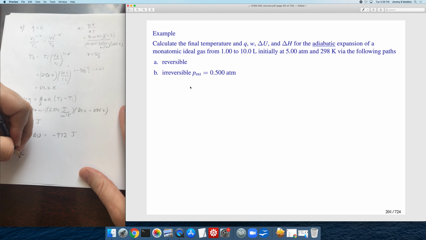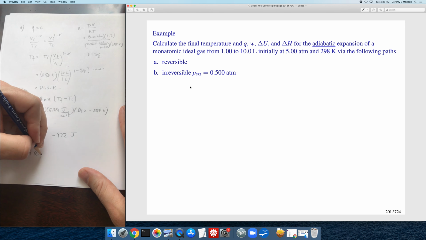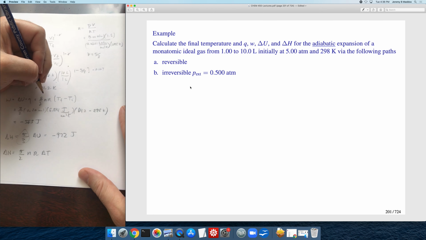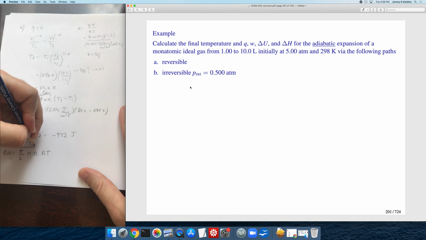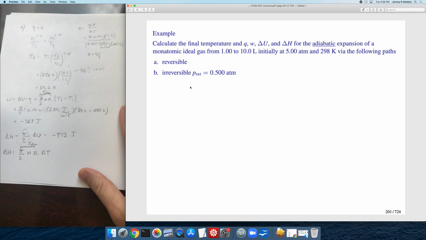Now, the reason it's 5/3 is because delta H is going to be equal to 5/2 NR delta T, right? This is CV, and that's CP, the molar versions of it. Notice how they're 5/3, and so I divide delta U by 3 and multiply by 5 to give me the correct formula. So this is for a monoatomic ideal gas. If I had a diatomic ideal gas, I would have been multiplying by 7/5.